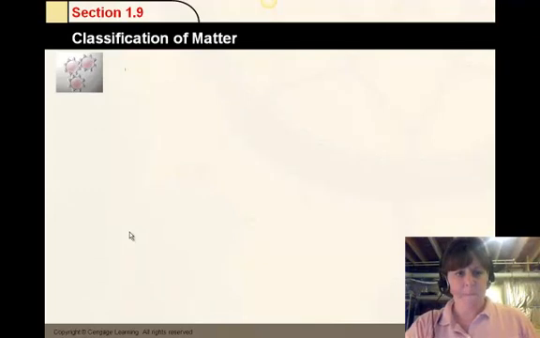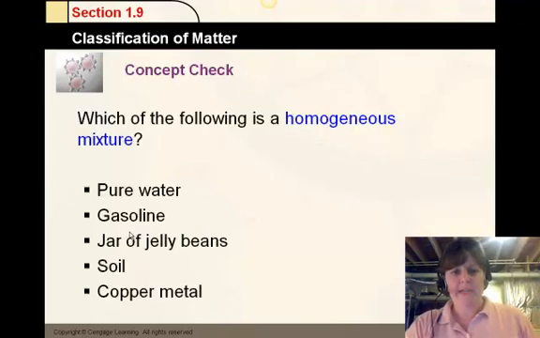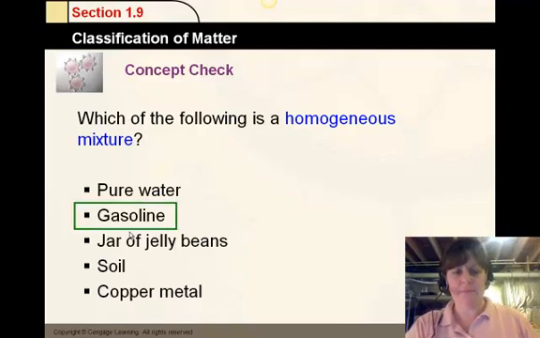Which of the following is a homogeneous mixture? Here are the choices: pure water, gasoline, a jar of jelly beans, soil, or copper metal. The answer? Gasoline. Now some people might be thinking, well, pure water and copper metal are homogeneous. That's true, but they're not homogeneous mixtures. They're not made up of different component parts. Gasoline has different additives to it, but it's the same throughout in the end.